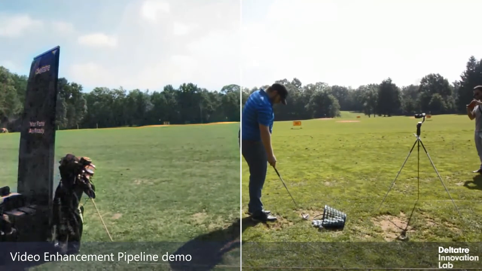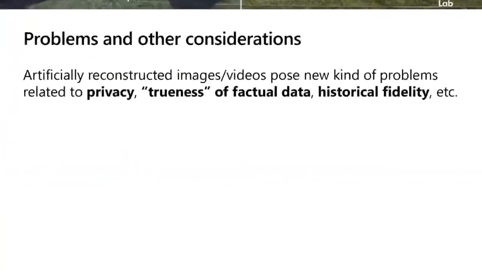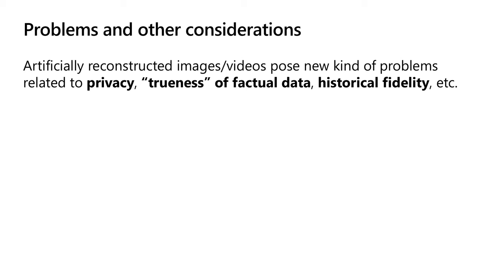Amazing. When we produced it, it was very incredible. But all this stuff is interesting, but we have a few problems to consider. Generative AI is amazing technology, but we have to use it carefully. Meaning that if we create new images that don't exist, we can run into problems on privacy, the trueness of data, or factual historical fidelity.